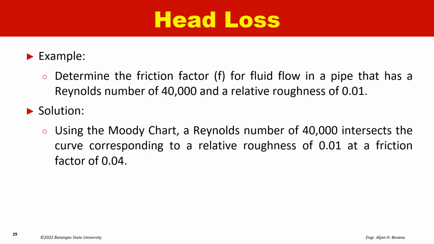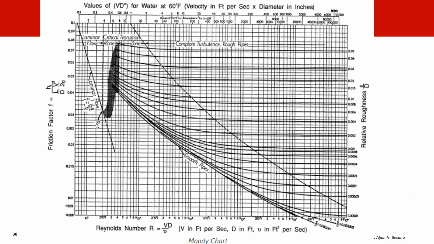Then, head loss. Example: determine the friction factor for fluid flow in a pipe that has a Reynolds number of 40,000 and a relative roughness of 0.01. So let's try this, 40,000 and 0.01.